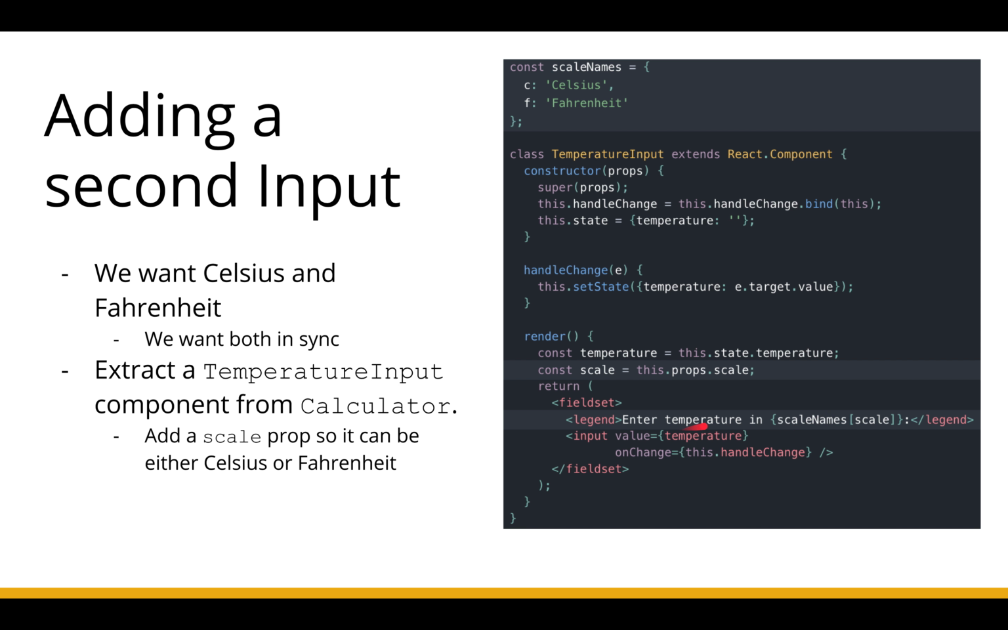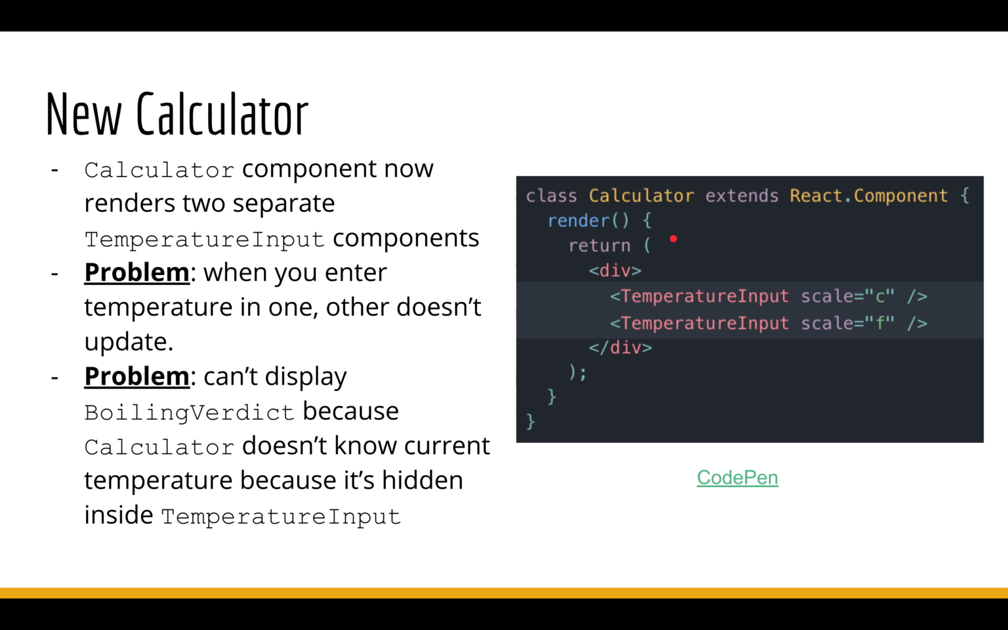And you can see here, we're just displaying in text what scale we're using, and then we have our regular controlled component. So this is handling this.state.temperature. And now let's take a second here and realize what the calculator looks like now. The calculator got a whole lot simpler. Instead of having all the things we had before, we just have these two temperature inputs, and we're passing in the scale for each, respectively, C or F for Celsius and Fahrenheit.